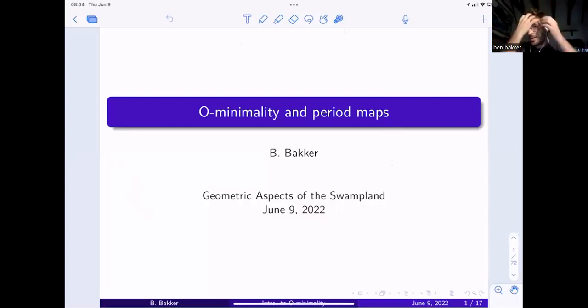So yesterday was pretty devoid of Hodge theory. Today we want to see how a lot of the functions showing up in Hodge theory actually are tame with respect to this perspective of O-minimality that we were developing yesterday. So this should be pretty fun, hopefully.